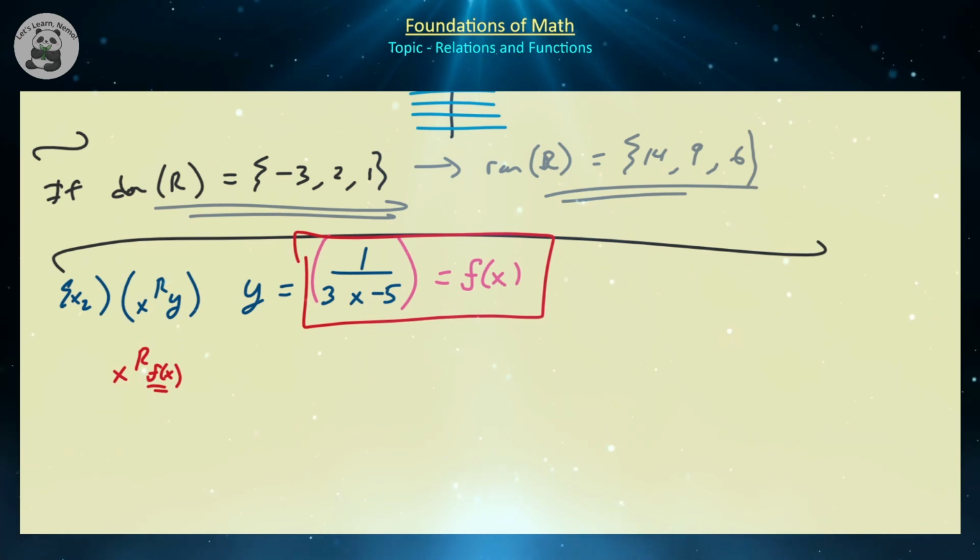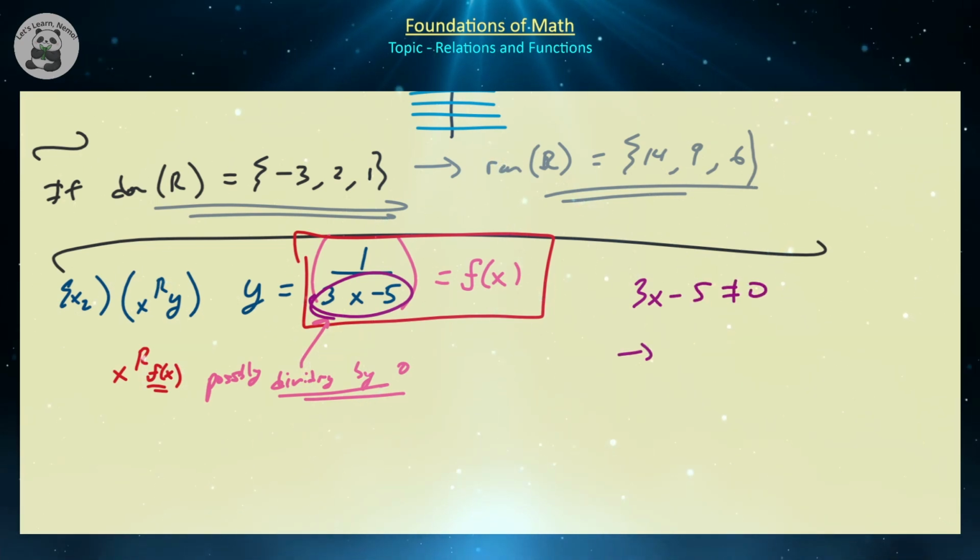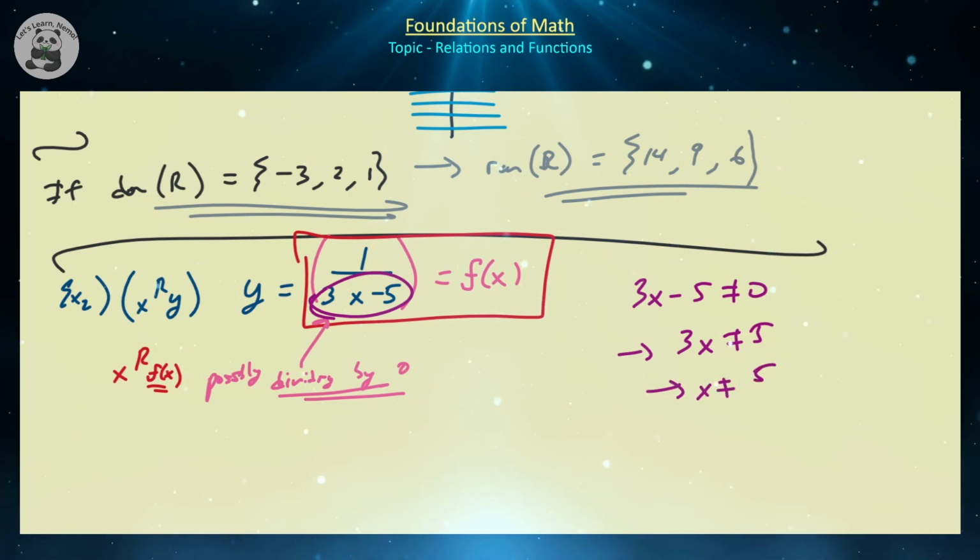Now notice that we are possibly dividing by 0. Because if we plug in a value for x, is it possible that we get 0 back? Well, what value makes 3x minus 5 equal to 0? If 3x minus 5 cannot be equal to 0, that means 3x cannot be equal to 5, which means that x cannot be equal to 5/3.